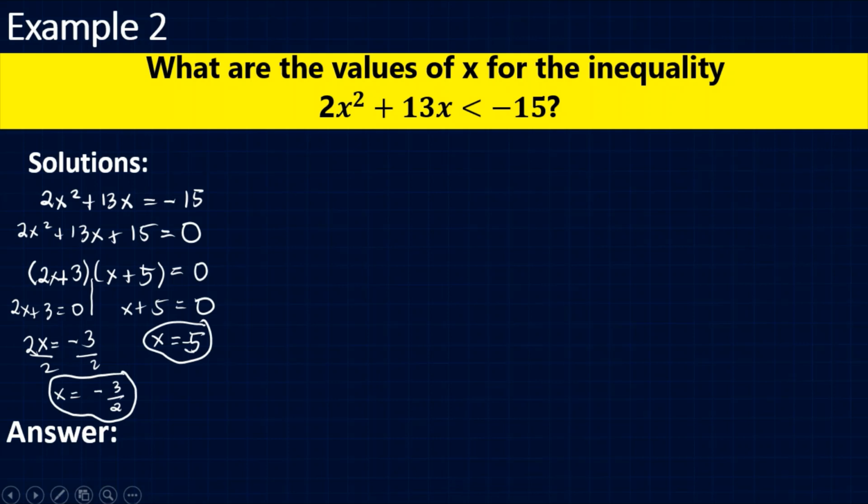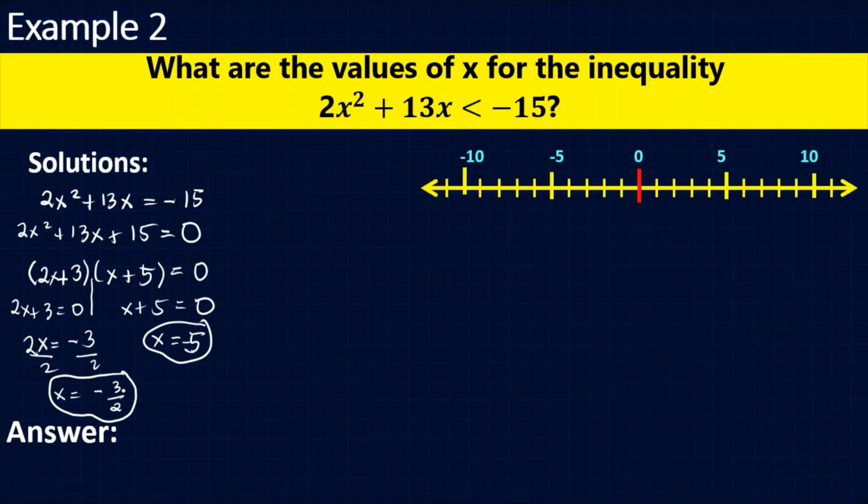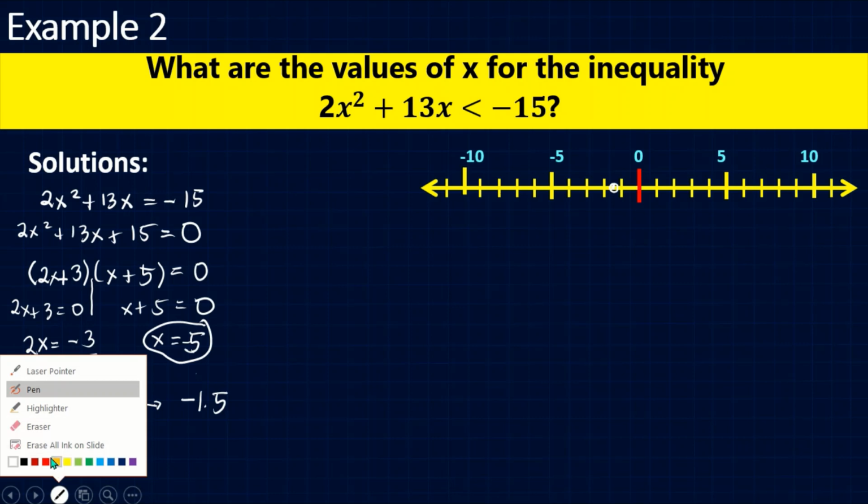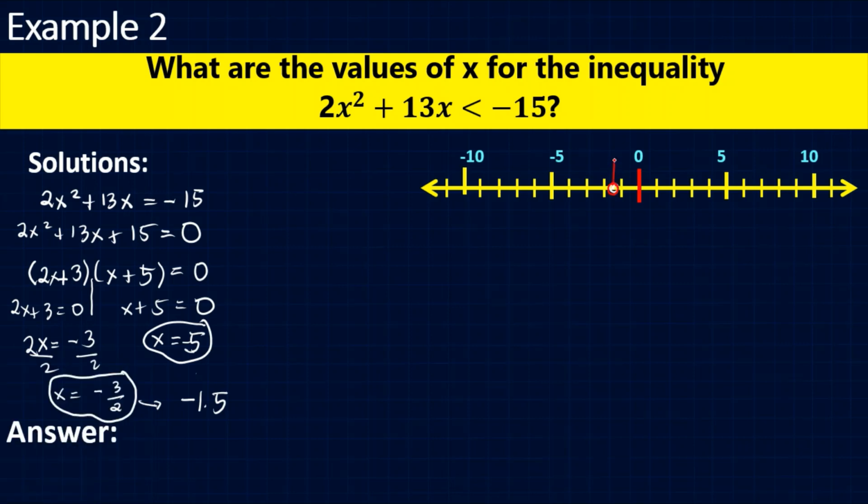Since our given is a less than, we are going to use open points. So let us locate negative 3 over 2 and negative 5 on our number line. Negative 3 halves can be written as negative 1.5. So we have 0, then negative 1, and this is negative 1.5. We place an open point here at negative 1.5. And then we locate negative 5, and this is our open point for negative 5. From these critical numbers, we divide our number line.